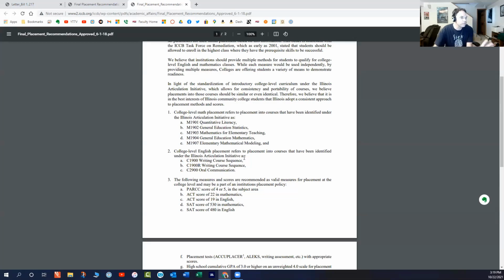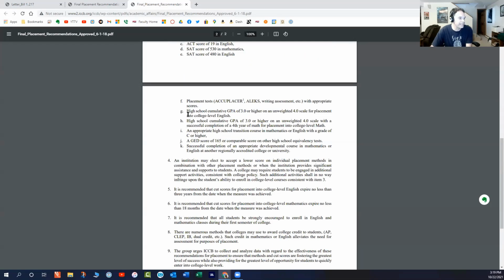Okay, so that's kind of, oh, and by the way, on the second page, they talk about the recommended benchmarks to use for this. So for example, high school cumulative GPA of 3.0 or higher on a 4.0 scale with the successful completion of a 4th-year math course. That is talked about. So what between this and the law is saying is that if a student comes in with that cumulative GPA of 3.0 and they have successful completion of a 4th-year math course, they're automatically in a quant lit course, a stat course, okay, and so forth, without even taking a placement exam. All right. So that's what I want to talk about, the placement part.